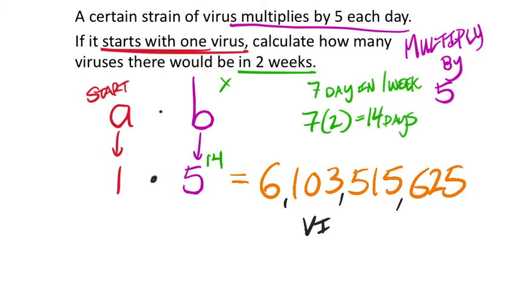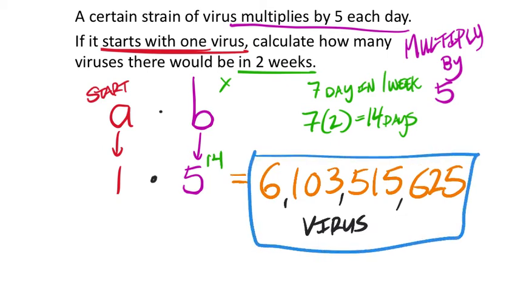A certain strain of virus. I'm just going to put virus. I don't think it's viruses because it's not like it's a different virus. It's just one virus. Viruses? I don't know. I'm just going to keep it like that. That's after 14 days, if it's multiplying by 5. But again, I used this equation. Some of you may have just said, well, I can start with 1 times 5 times 5 times 5. You do that 14 times, you're going to get the same exact value.